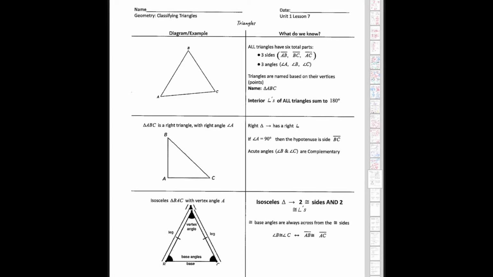We're now going to be looking at different types of triangles and how their sides and angles relate to each other. So here we have a triangle. We're just going to worry about naming. We have 3 sides and 3 angles.